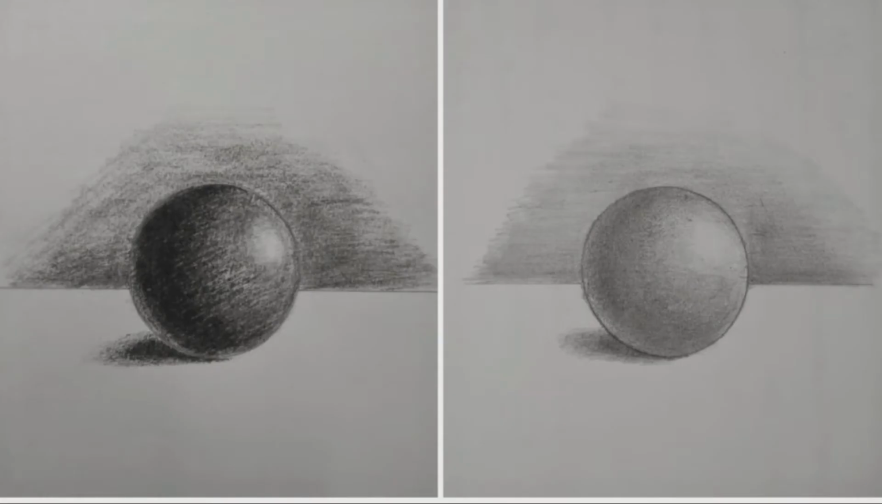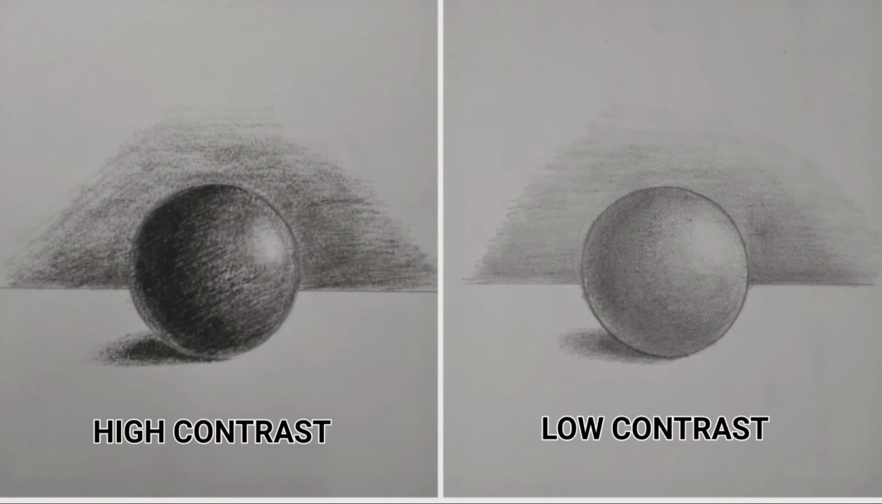Now these two drawings are exactly same in terms of placement of values. The difference is in the contrast. The drawing to the left has high contrast and the drawing to the right has low contrast. You can either make a high contrast or a low contrast drawing depending upon your choice or what effect you want to create. Now you must be thinking, value and contrast I understood, but how to apply them while drawing.